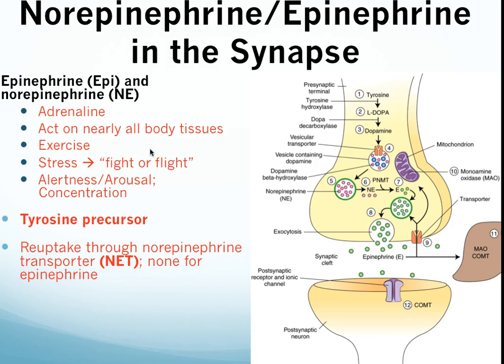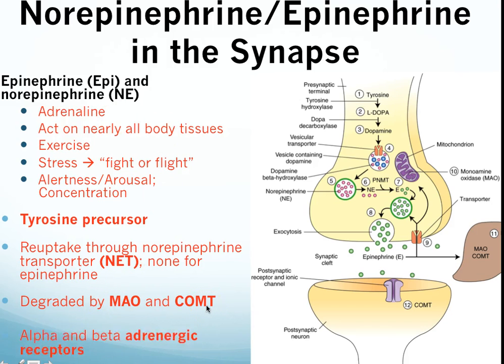Again, tyrosine is the precursor. Now, norepinephrine is taken up by the norepi transporter, the NET. The easy one to remember, NE is usually how we abbreviate norepinephrine, or norepi as I usually call it for short. That's the NET transporter. There's not really one for epinephrine so much. Degradation occurs again by MAO and COMT for these guys. And the receptors that these are going to bind to are alpha and beta adrenergic receptors.